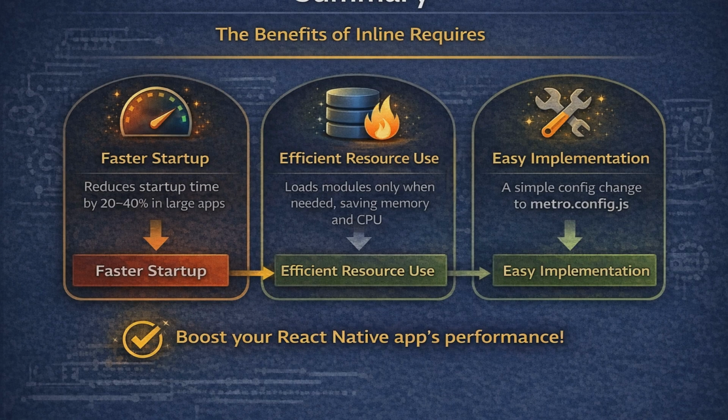A React Native app loads a JS bundle at startup. Inside that bundle are many modules. Normally, these modules may execute immediately even if they are not needed yet. Inline requires changes this behavior. Modules are loaded only when they are actually used, which reduces startup workload and improves performance. And for large React Native apps, this configuration can make a huge difference.